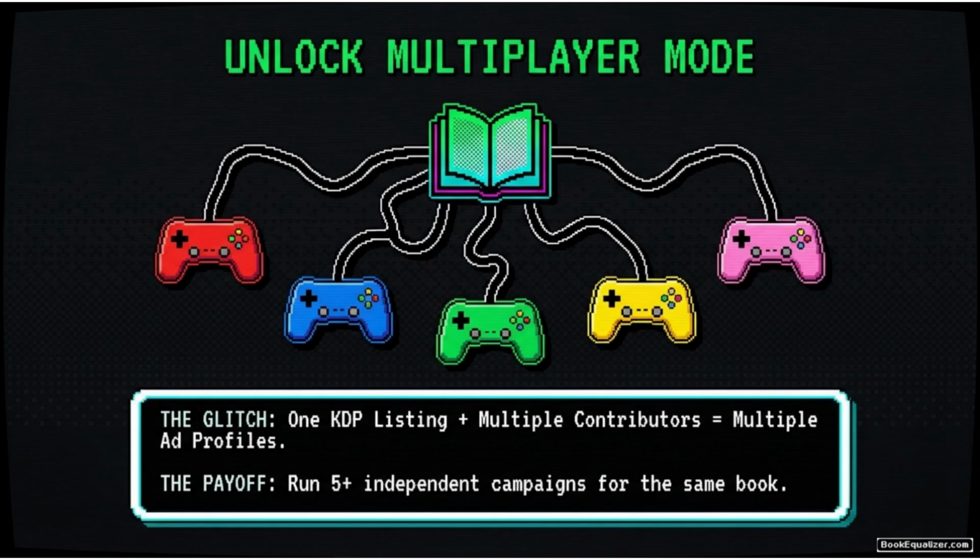Now here's where it gets interesting. There's a glitch in the matrix that Amazon doesn't advertise, but they absolutely allow. One KDP listing can have multiple contributors, and each contributor can create their own Author Central account. And each Author Central account can run its own independent Amazon ads campaign. Think about what this means. One book, multiple ad profiles, multiple bidding strategies, 5+ independent campaigns, all pointing to the same product. This is the payoff. Instead of putting all your eggs in one basket with one high bid, you spread your bets across multiple accounts with lower, more strategic bids. You're not just competing anymore, you're occupying multiple seats at the table.